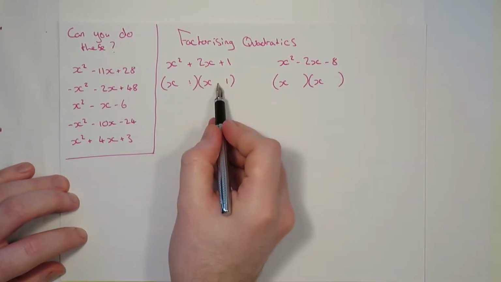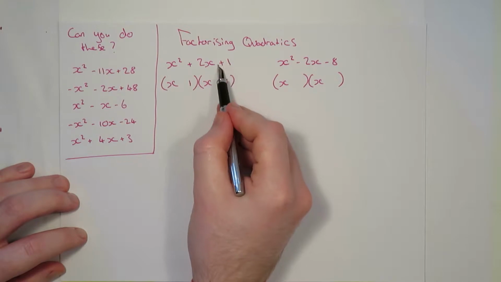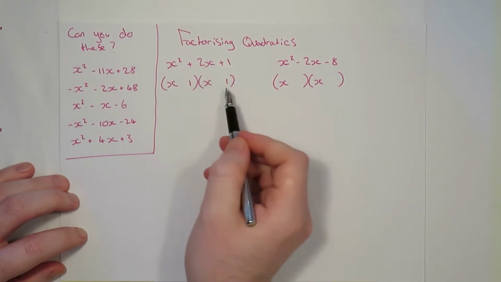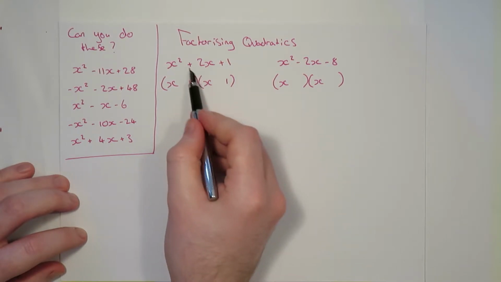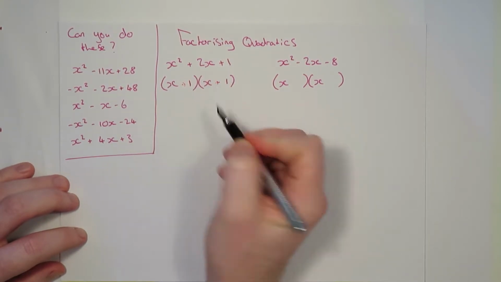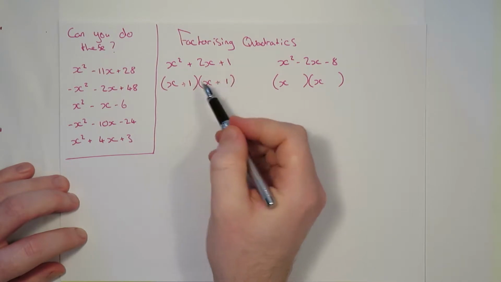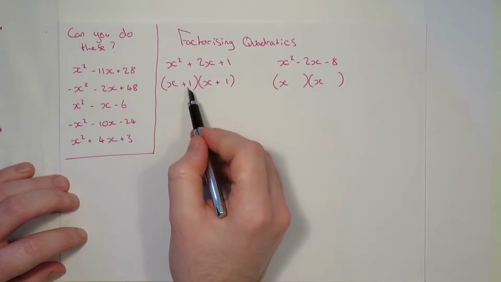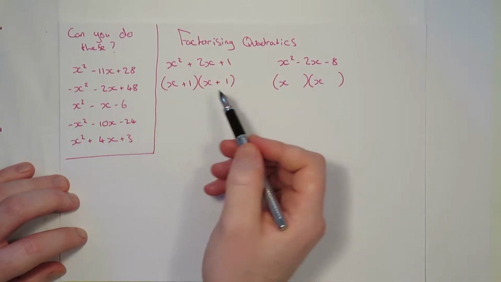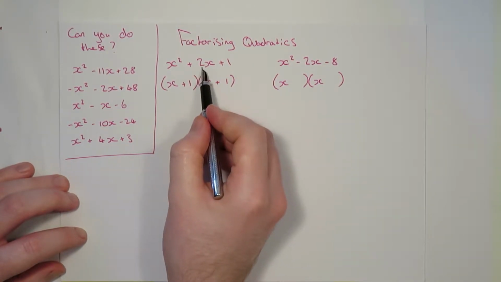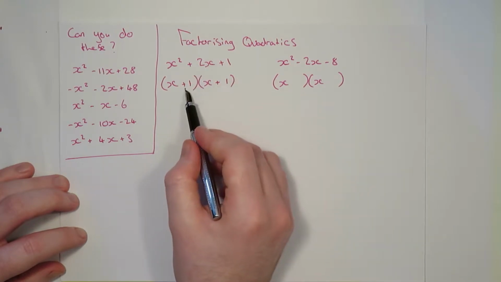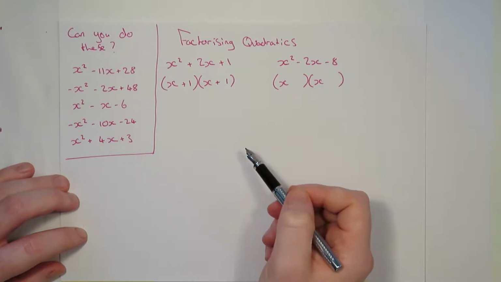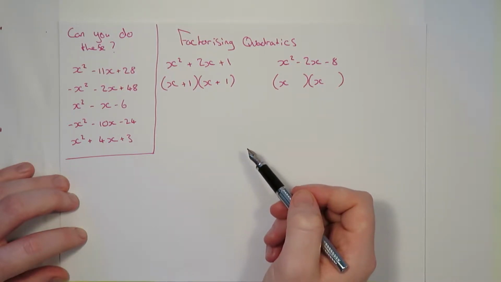Now, we need to decide what signs go here. Well, this here is positive, so if that's positive, these both have to be positive or both be negative. And since this here is positive, they both have to be positive. Okay, because plus 1 times x is plus x, and then plus 1 times x is plus another x, so plus x plus x is plus 2x, and positive 1 times positive 1 is positive 1. So that's the first one.